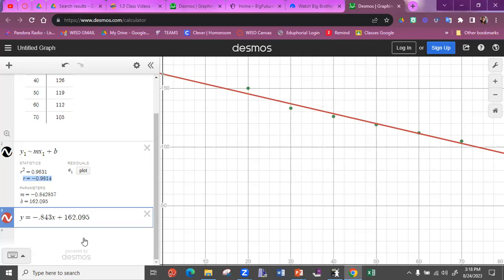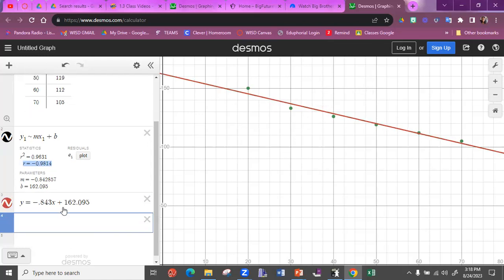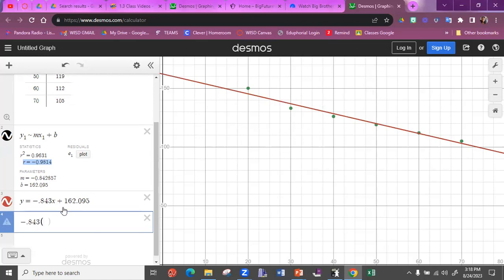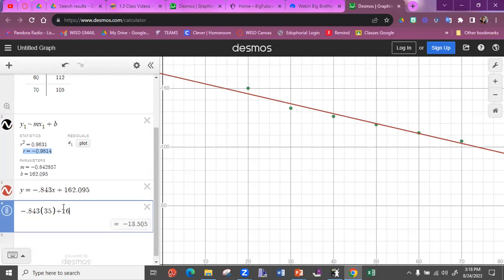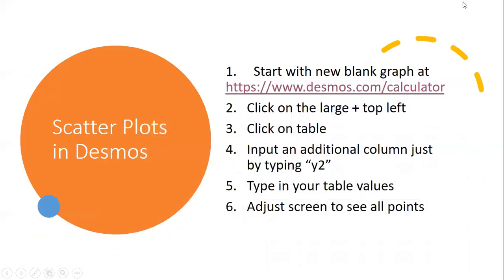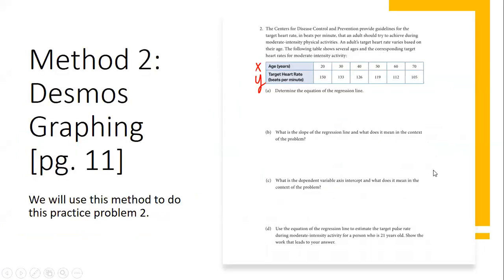Okay. Your other option is type it in. If I have an equation and I know my X, what do I do? I plug it in. So I would type in -0.843 times 35 plus 162.095. And what does it tell me? 132, okay? So we did A, you're going to do B, C, and D at your table. And that is the rest of today. We already did this part together. Now you're doing B, C, and D at your table. And I will be here to help and assist.